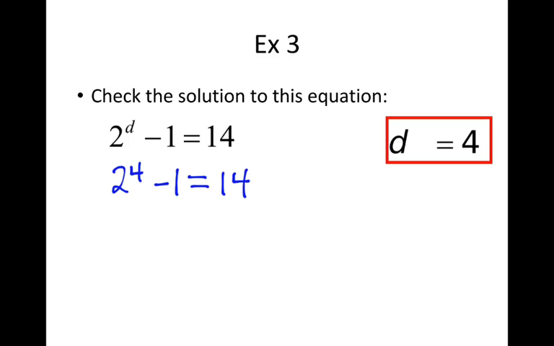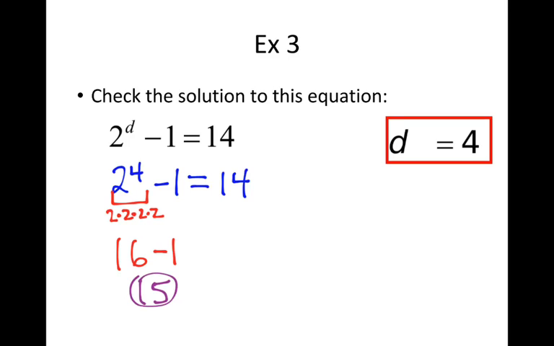So when we substitute, we get 2 to the 4th power minus 1 equals 14. 2 to the 4th power, what does that mean? 2 times 2 times 2 times 2, right? I'm going to write that real small here underneath so we can work through that. What is 2 times 2? 4. 4 times 2? 8, and 8 times 2? 16. So this is going to be 16 and bring down the minus 1. And then 16 minus 1 is?